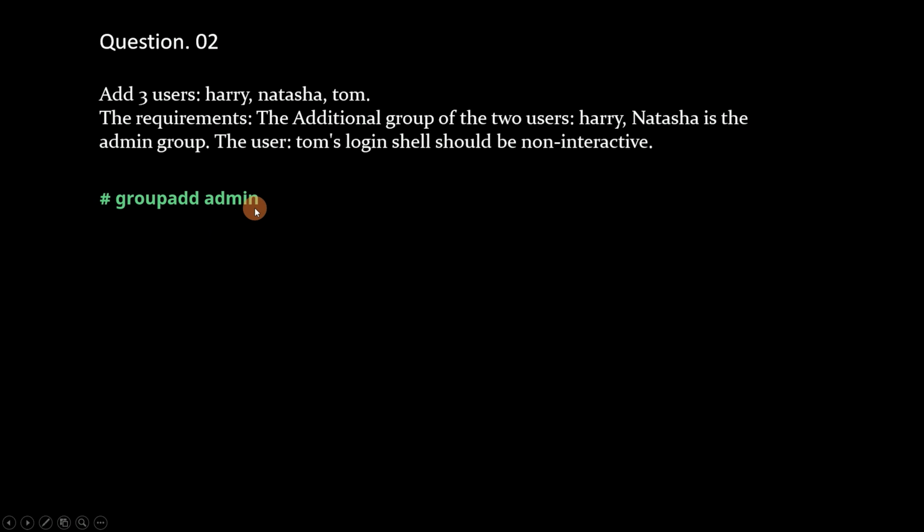groupadd admin. So we are first creating the admin group with this command. Then useradd Harry -G admin. If we want to create the user Harry, we can simply add by using this command, useradd Harry. But as we want the secondary group to be admin, we are using uppercase G and then admin. Then useradd Natasha -G admin in the same manner.